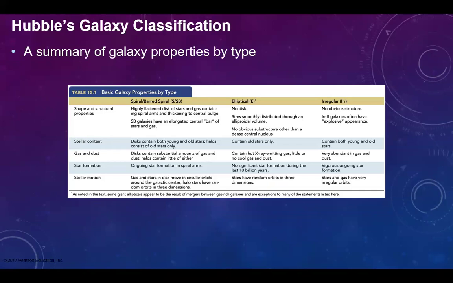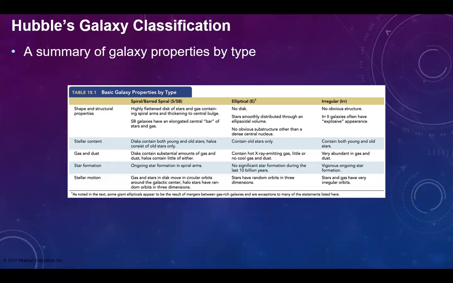So here is sort of a summary of the different types of galaxies. Spiral and barred spiral galaxies have a highly flattened disk of stars and gas containing spiral arms and thickening to a central bulge. SB galaxies have an elongated central bar of stars and gas. Their disks contain both young and old stars, while the halos consist of only old stars. The disk contains substantial amounts of gas and dust. The halos contain little of either.